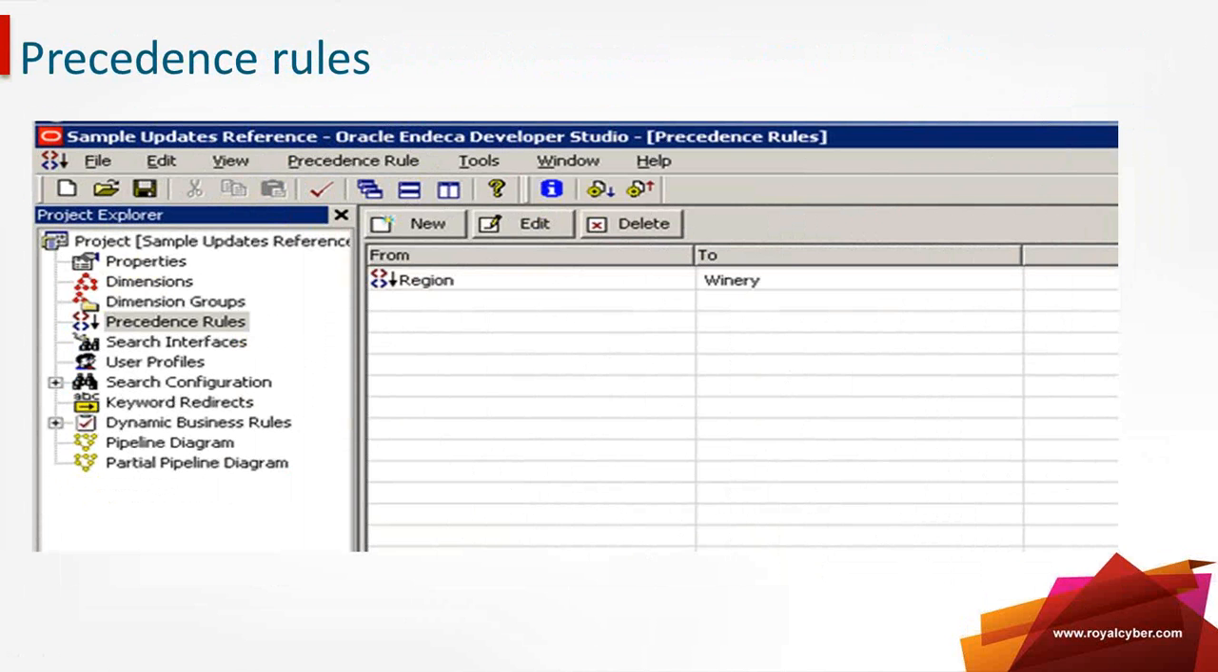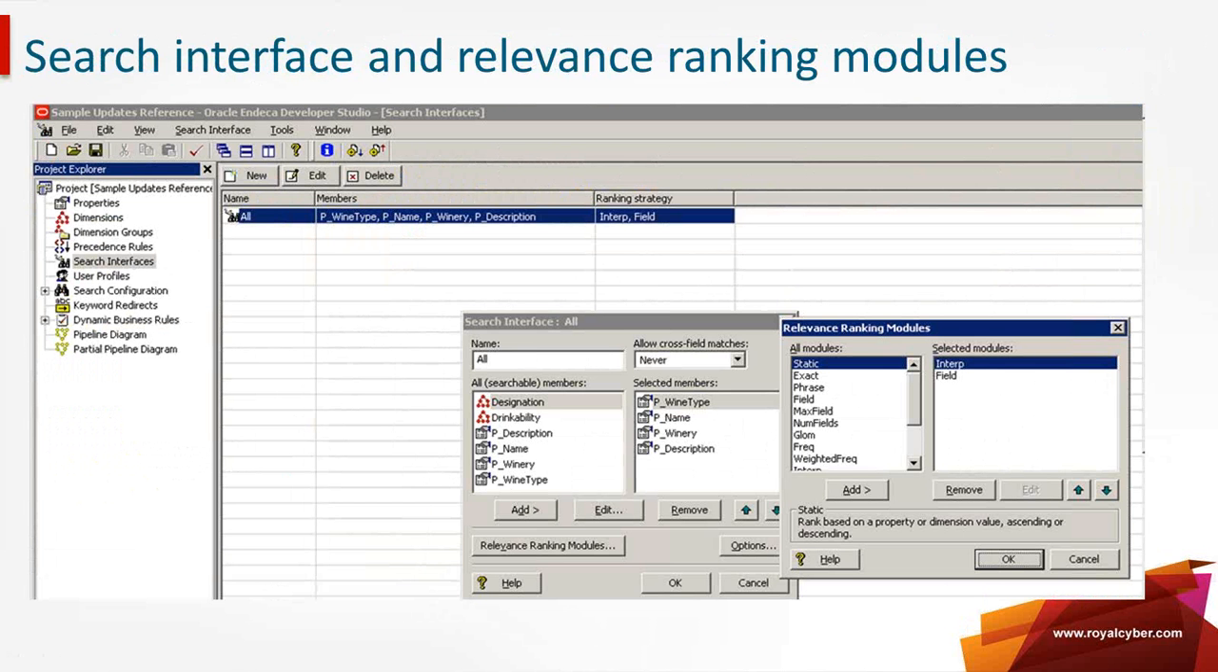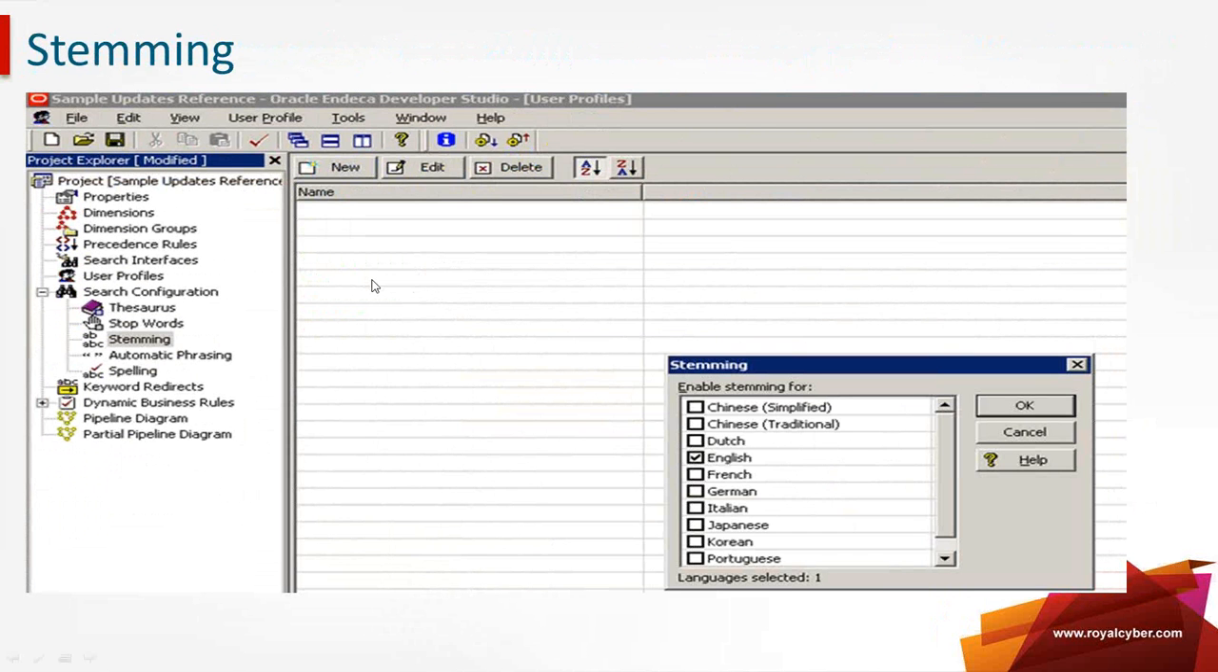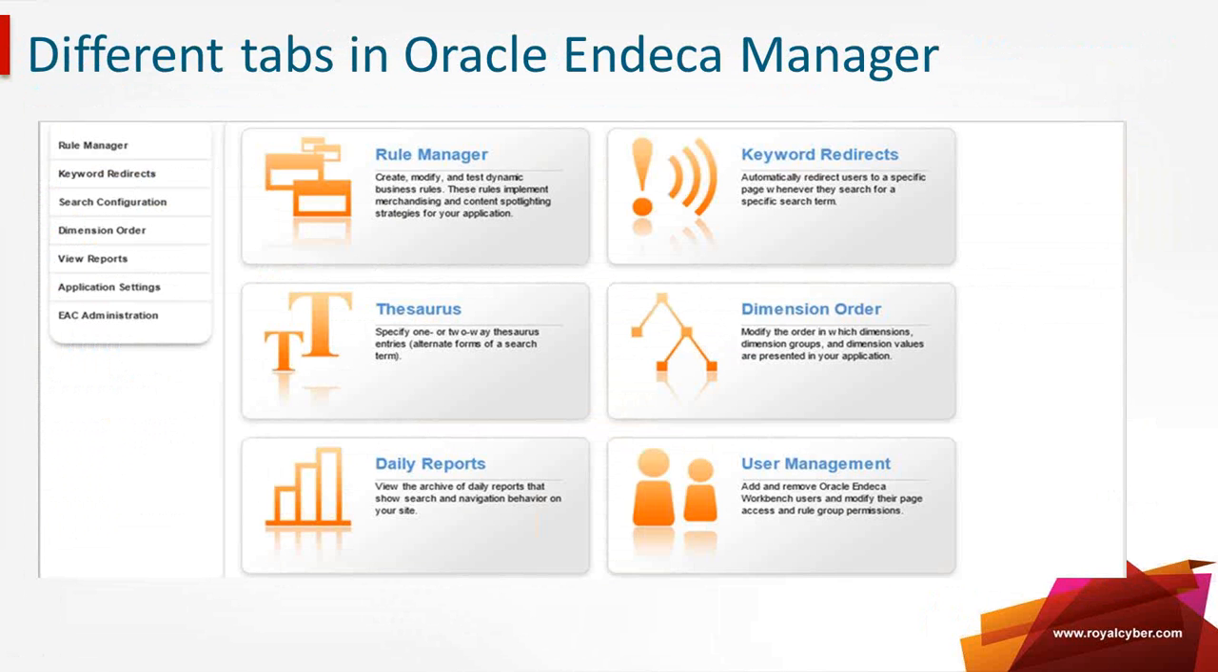Also, the sorting order rules, the precedence rule, is useful for sorting data. Relevancy ranking is helpful for showing how the search results will be shown, to improve the search relevancy. Synonyms, word replacement helps, so these thesaurus entries help get the correct search results back for the users. Stemming is also a feature provided from Endeca as well as Solr.